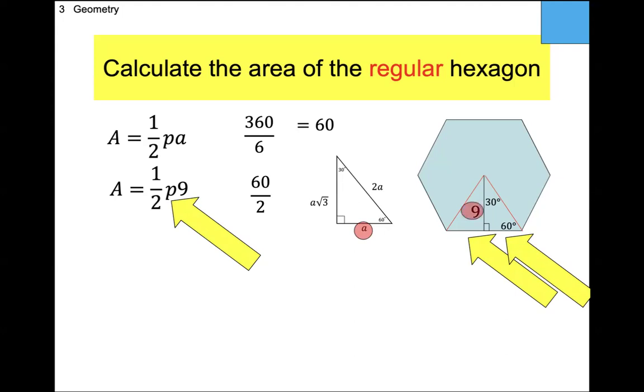We're given that the apothem is 9, and that 9 is going to be equal to a root 3. I just have to solve for a. I didn't say this is going to be nice, but the process is pretty straightforward, though. So I'm going to solve for a, divide both sides by root 3.